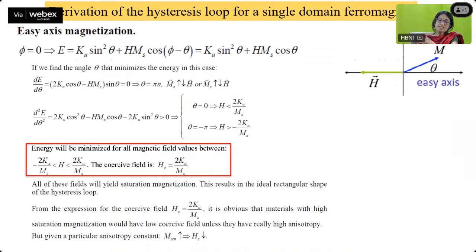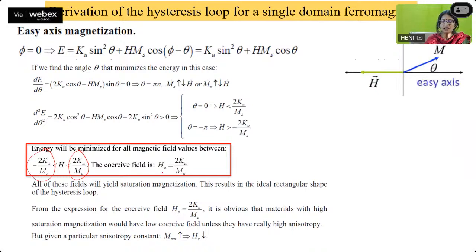So this is basically the derivation of the angle that minimizes the energy. Okay, and for easy axis magnetization, in that case, phi is equal to 0. Because as you can see over here, this is for the easy axis magnetization. So in this case, the total energy is K_u sin^2 theta plus H M_s cos theta, which in the previous case was sin theta. So now in this case, the energy will be minimized for all magnetic fields with values between minus 2K_u by M_s and 2K_u by M_s.